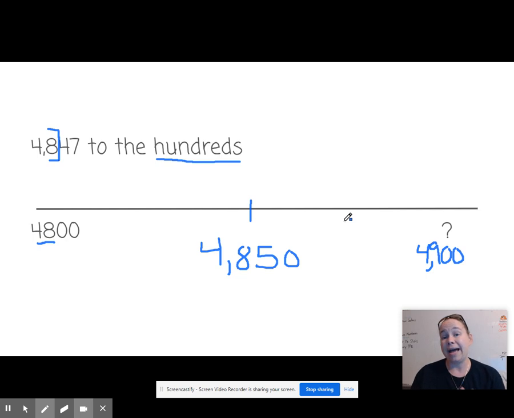Just like if you have half of $1, you have 50 cents. So we're going to think, where would 4,847 fall in this number line? Well, it would be right about here. So is it closer to this side or this side? You're right, it's closer to this side. So 4,847 rounded to the nearest 100 is 4,800.